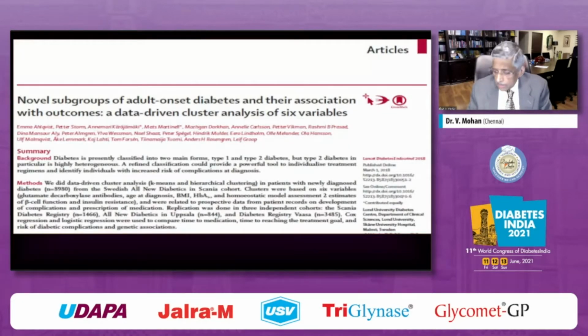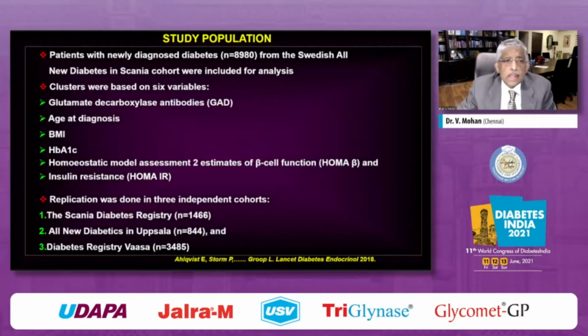So the clustering of diabetes, in case some of you missed yesterday Dr. Anjana's talk, all started with this very eminent group from Scandinavia, Leif Groop and Emma Ahlqvist, who described adult-onset diabetes and had different clusters of that. And we just heard some of those from Dr. Alok Kanango's talk as well, where he talked about LADA and so on. So what they did in Scandinavia was they looked at 6 clinical variables: GAD, and GAD was discussed quite a bit in the previous talk, age at diagnosis, BMI, HbA1c, and then 2 measures of either insulin secretion, HOMA-beta, or insulin resistance, HOMA-IR.